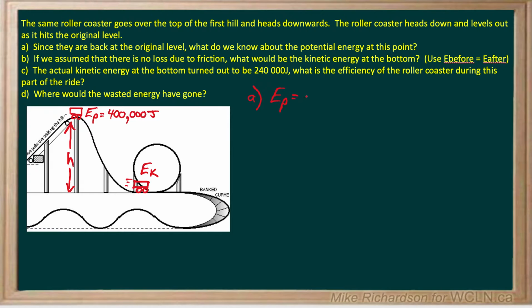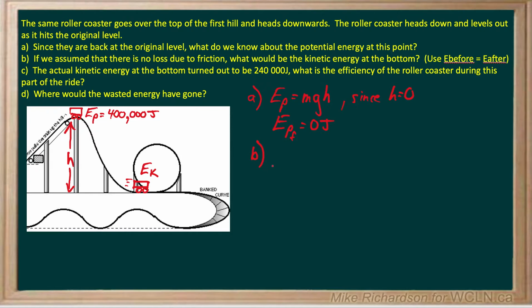Well, potential energy is mass times gravity times vertical height. And since the height is 0 at the bottom, that means my final potential energy at the bottom is also 0. So it has no potential energy at the bottom of the ride.